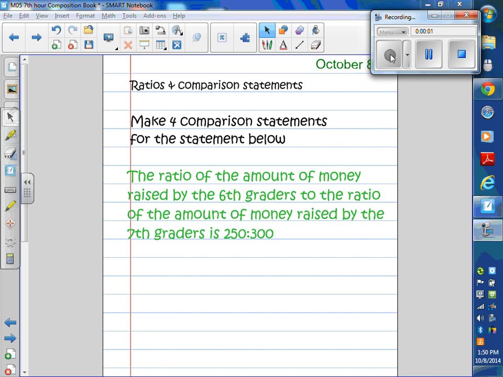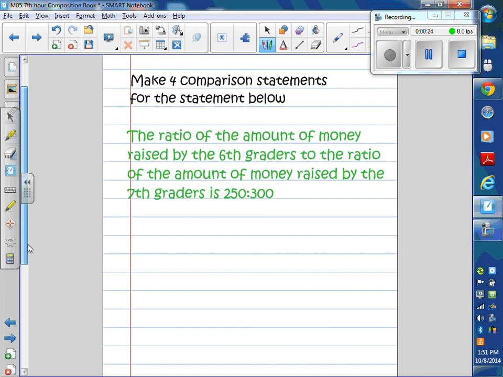Have to do is learn how to make comparison statements, but not just the easy ones like the 6th graders made $50 less than the 7th graders. You have to do more challenging ones, and the way I make them challenging is I start a statement and you have to finish it, like a fill in the blank. So I'm going to give you some examples of more sophisticated, more grown-up statements.